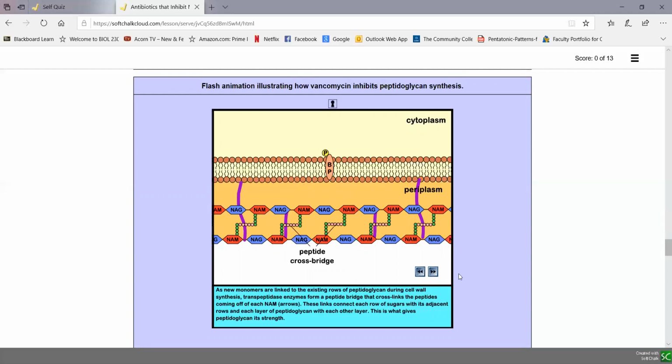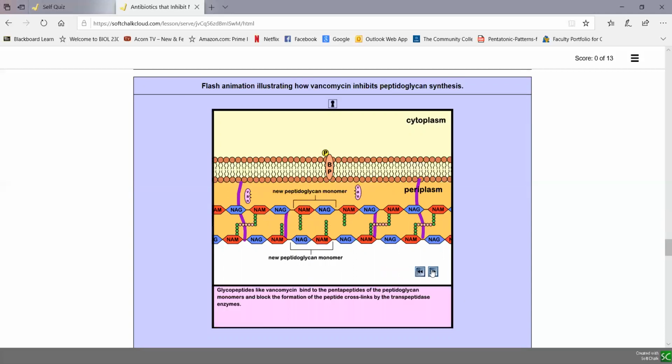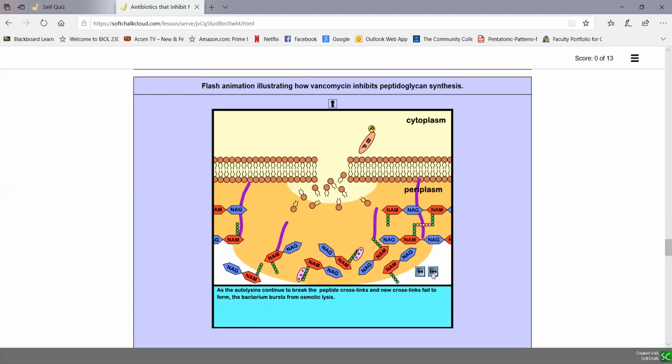Now, vancomycin doesn't bind to transpeptidase, but rather vancomycin binds to the amino acids coming off the NAM. But once it binds to the monomer, transpeptidase can't hook them together. The drug's preventing this peptide chain from being connected to this peptide chain. So again, there's no peptide cross-link formed because the vancomycin's in the way. And as autolysins continue to break down the cell wall, but no peptide cross-links form, eventually the wall becomes weak, the cytoplasmic membrane balloons out, and the bacteria burst.